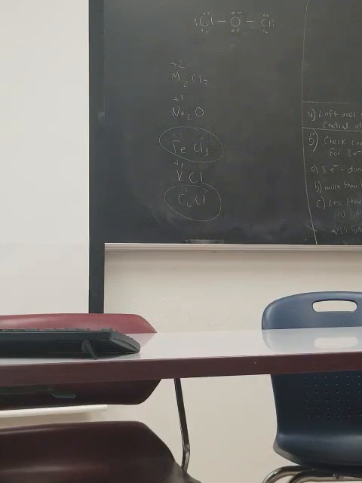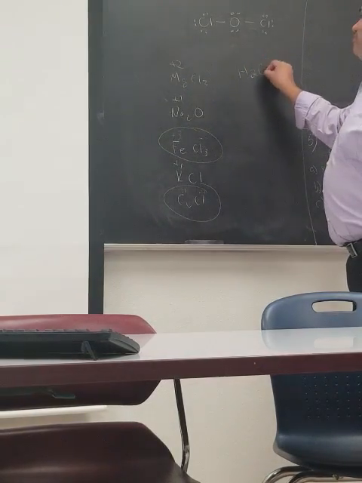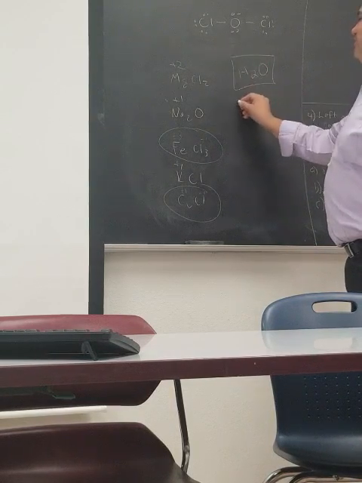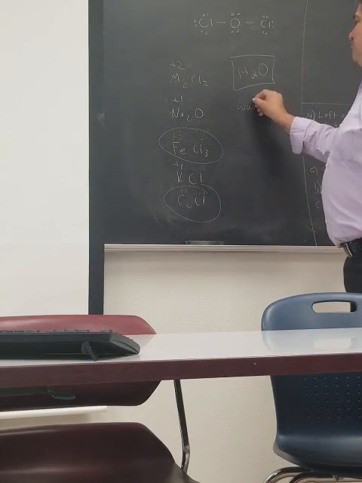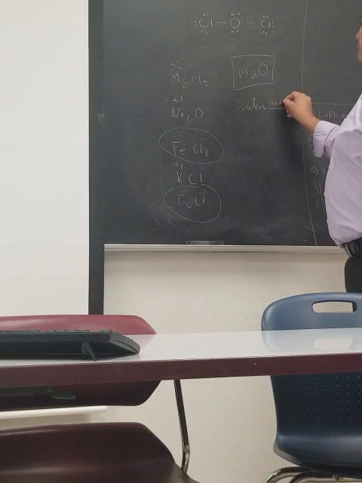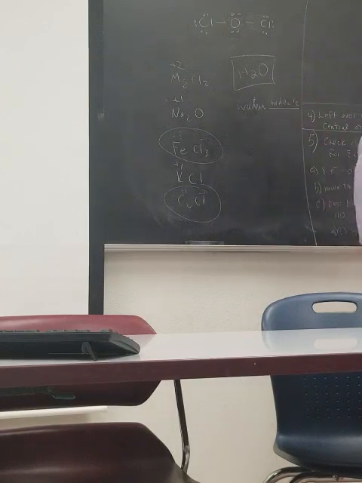A blank is the smallest neutral unit of 2 or more atoms held together by a covalent bond. So, this is a water what? Molecule. Water molecule.